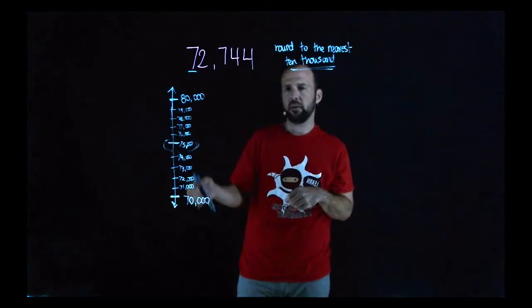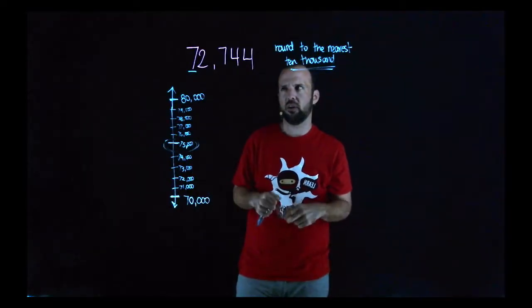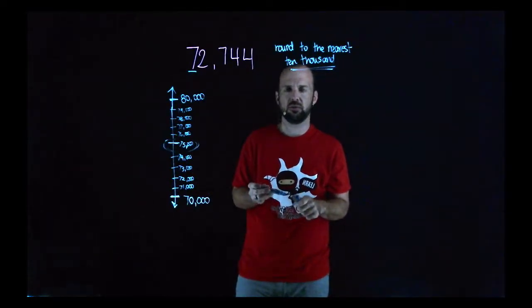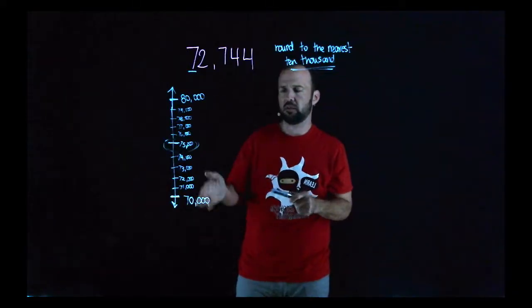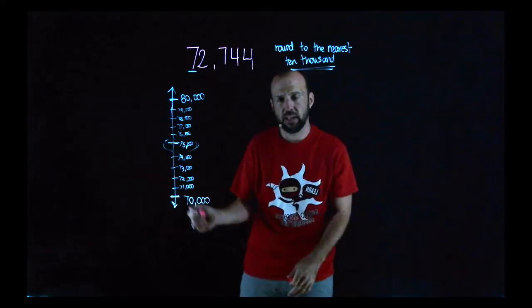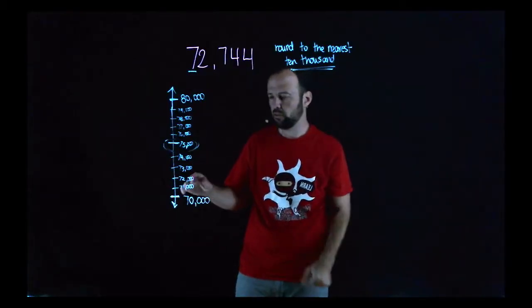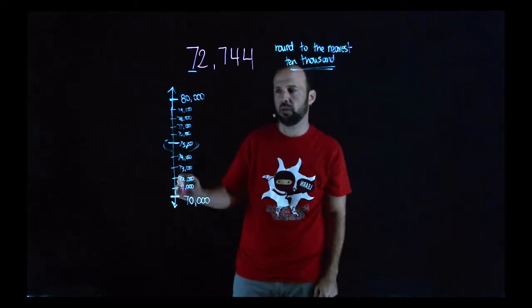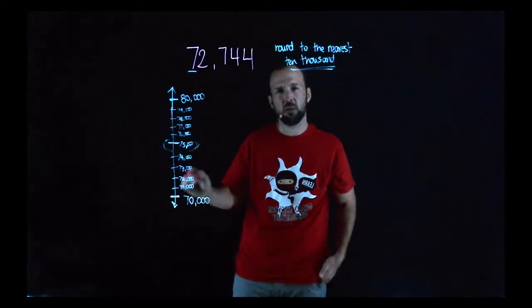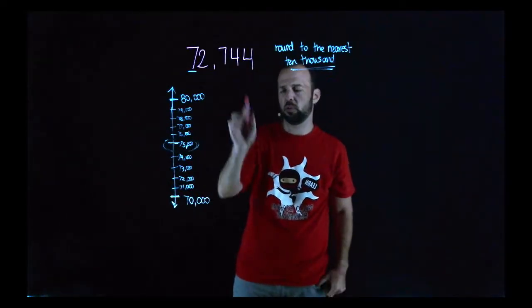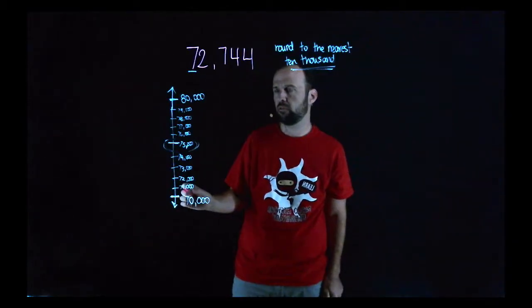72,744. So where on the number line do you think that's going to fall? Where's my 72,744 going to fall on this vertical number line here? All right, I heard some good guesses. What I'm going to do though is I'm going to move my marker up and down this vertical number line, and you tell me where to stop. You tell me where you think this number would fall, 72,744.